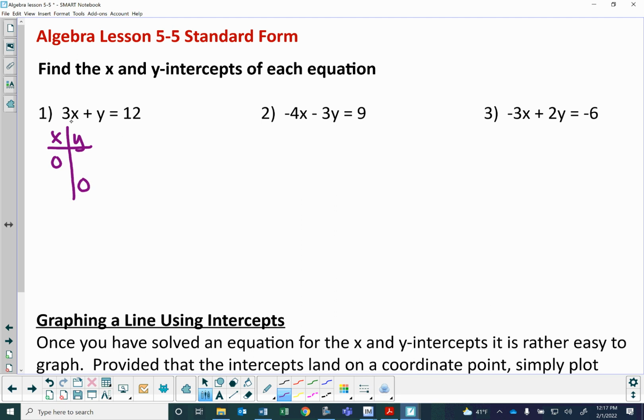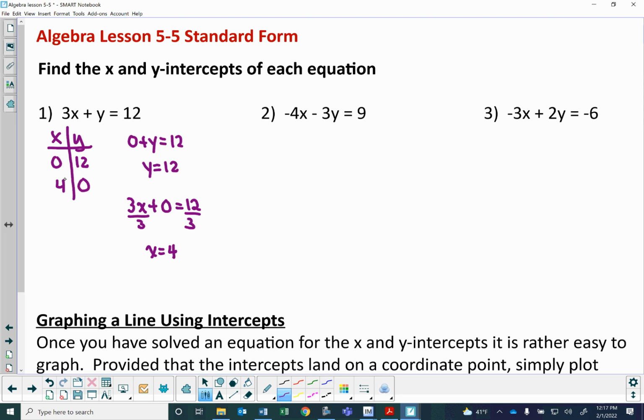So if x is equal to 0, 3 times x is going to be 0, plus y is equal to 12, which means y is equal to 12. Okay, so to solve for our y-intercept, we let x equal 0 and solve for y. So y here is 12. To solve for our x-intercept, we let y equal 0 and solve for x. So we'll have 3x plus 0 times y, which is 0, equals 12. To solve this, divide by 3, which means x is equal to 4.